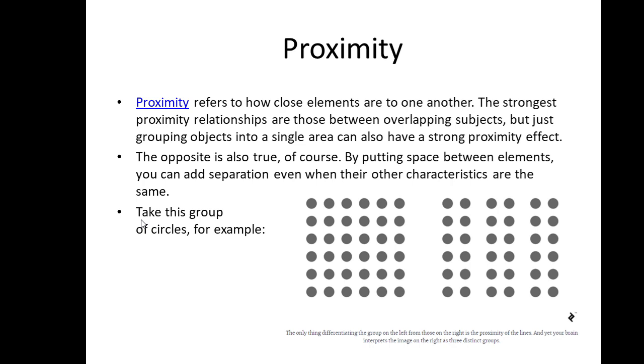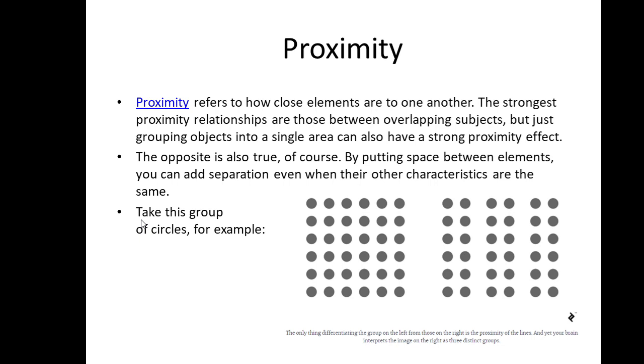Then the next Gestalt principle is proximity. Proximity refers to how close elements are to one another. The strongest proximity relationships are those between overlapping subjects. But just grouping objects into a single area can also have a strong proximity effect. The opposite is also true, of course. By putting space between elements, you can add separation even when their other characteristics are the same.